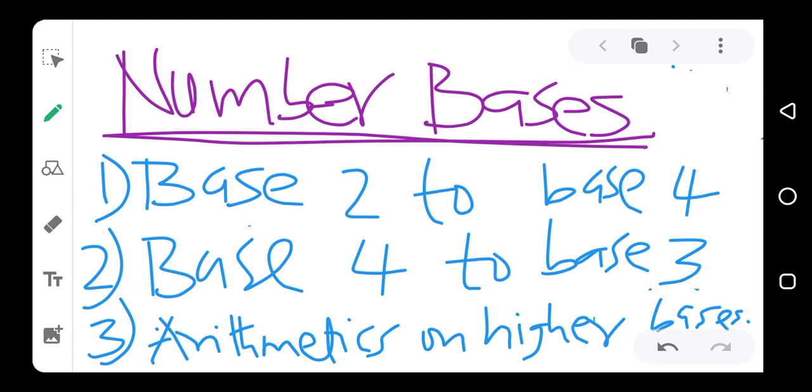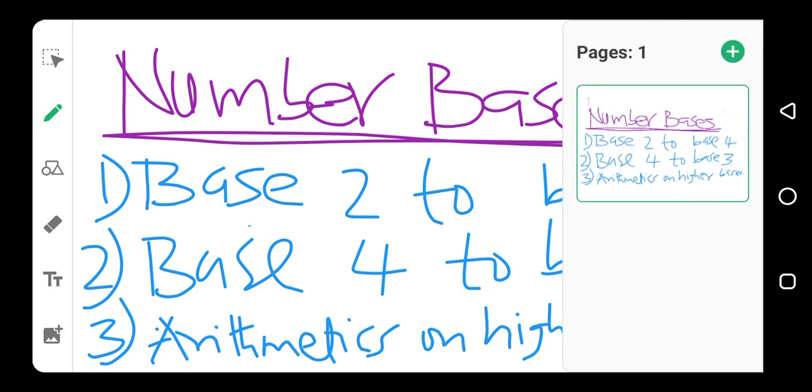arithmetic on higher bases. We've done arithmetic on base 2, that is how to do subtraction and addition in base 2. So today we are going to learn how to do the same arithmetic on higher bases, that is from base 2, base 3, base 4, base 5 upwards. So how do we do it?